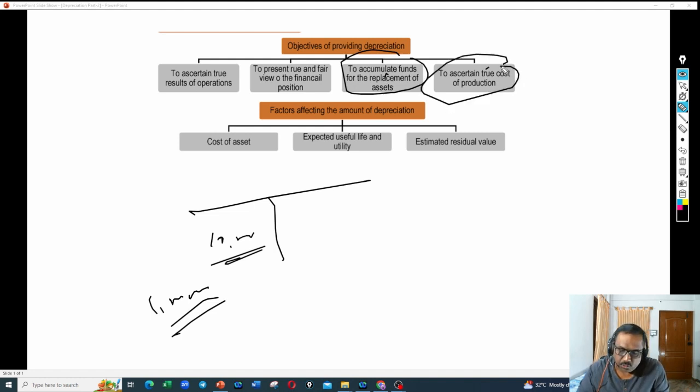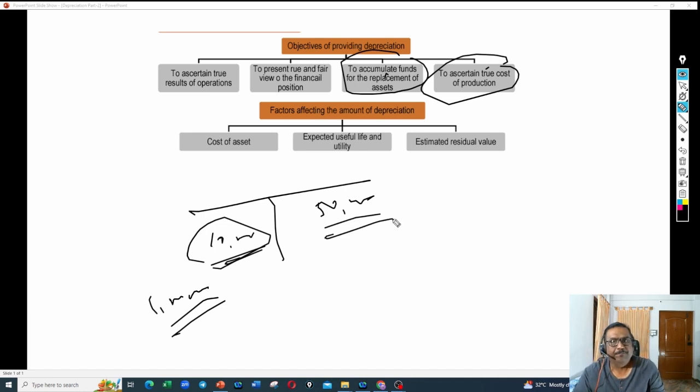Last one, to ascertain the true cost of production. As I said previously, if I don't debit 10,000 rupees for generating this 50,000 revenue, I'm not showcasing the true cost of production. Why? Because this 50,000 revenue I generated, do you think that I generated without incurring any cost? Tell me. How did I get 50,000 revenue?